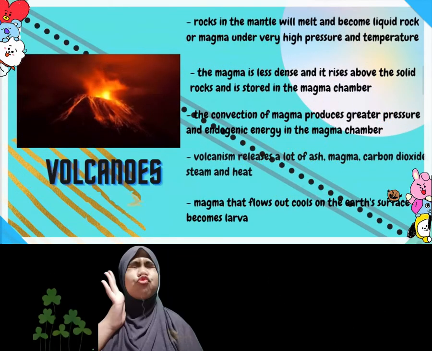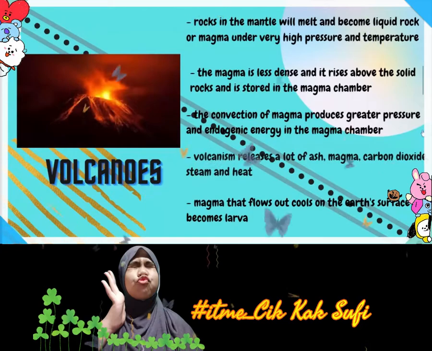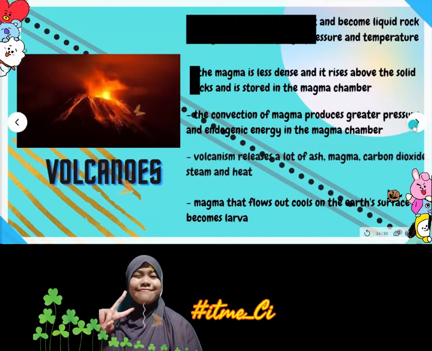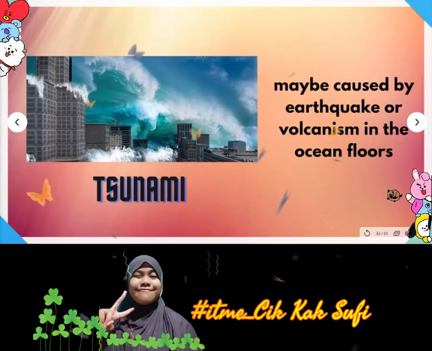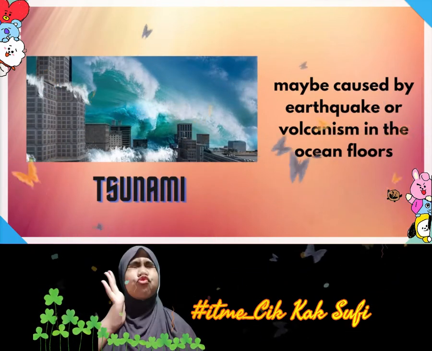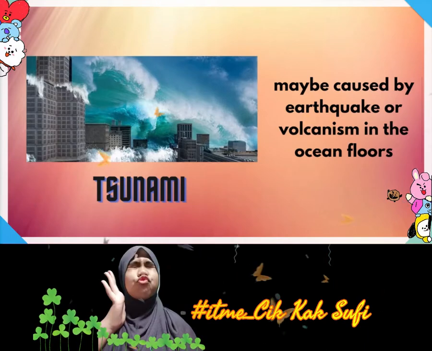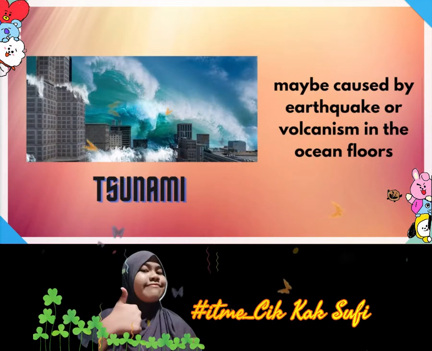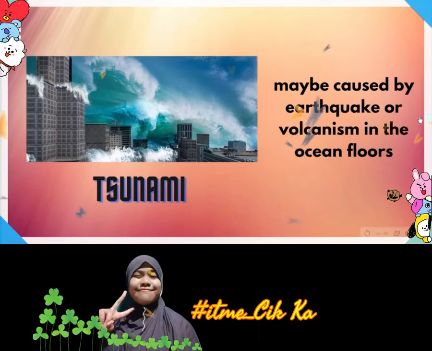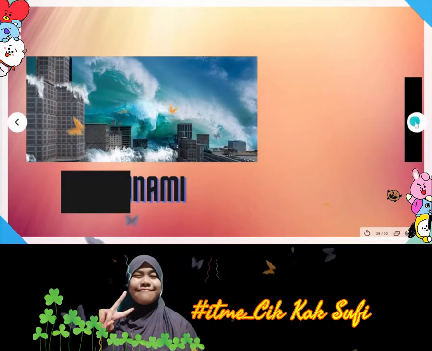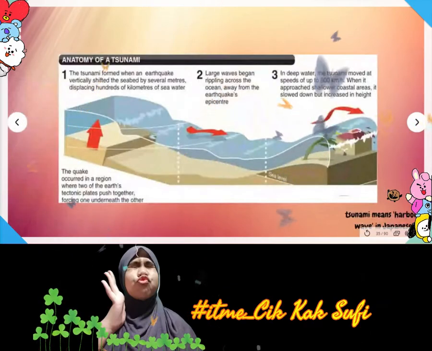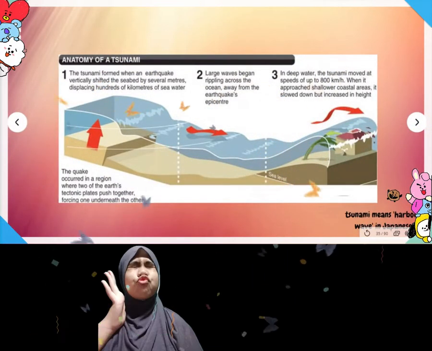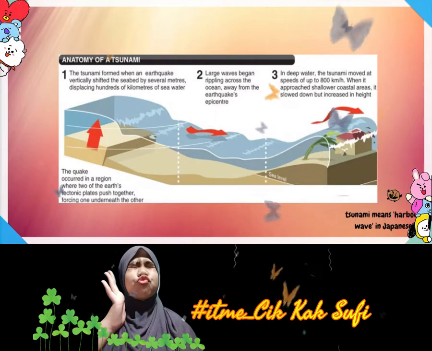So let's go to the next one. So the second one is a tsunami. Tsunami may be caused by earthquake or volcanism in the ocean floors. So this is how tsunami occur. This is the anatomy of a tsunami.